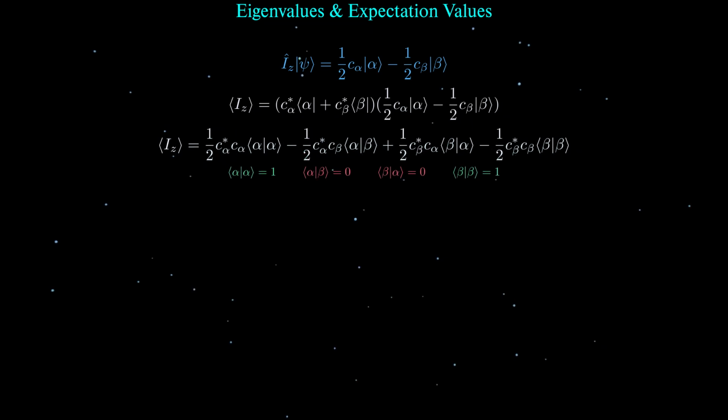And now using what we know about orthonormality, we can say that the inner product of alpha and alpha is 1, alpha and beta gives 0, beta and alpha gives 0, and beta and beta will give us 1. So the cross terms will disappear. And again, a complex number times its complex conjugate will give its squared magnitude. So from that, we can get that final form that we saw before.